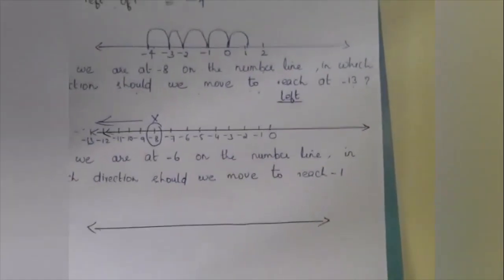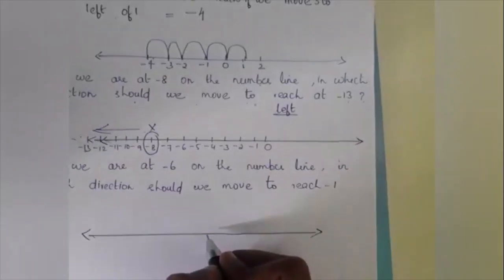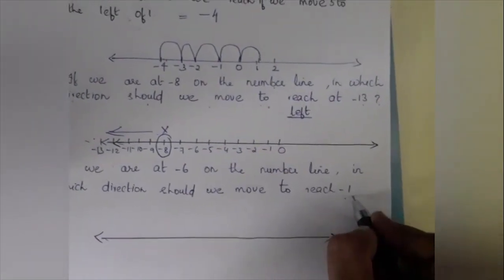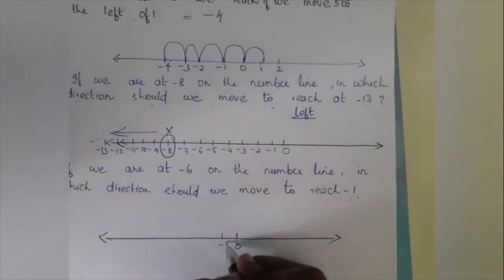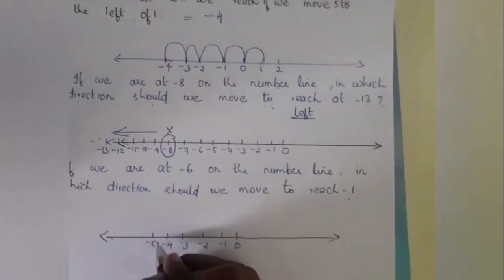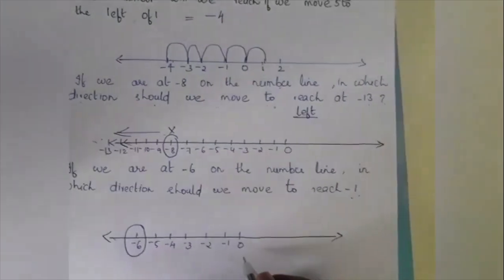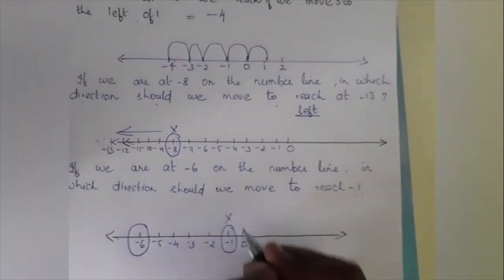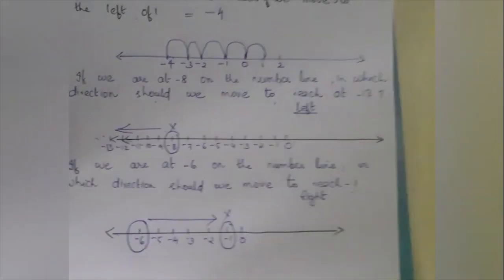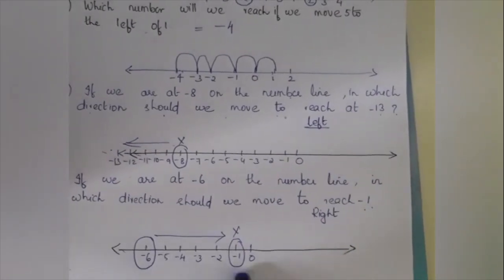Next question. If we are at negative 6 on the number line, in which direction should we move to reach minus 1? So 0, minus 1, minus 2, minus 3, minus 4, minus 5, minus 6. So we are on minus 6 now. In which direction should we move to reach minus 1? We have to move towards the right side. Okay, so clearly you have to draw the number line and look to which direction you have to move.